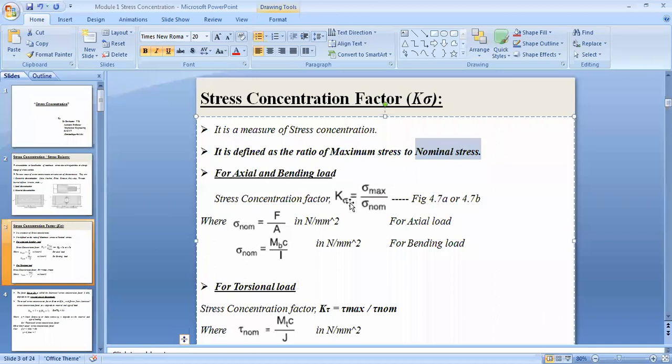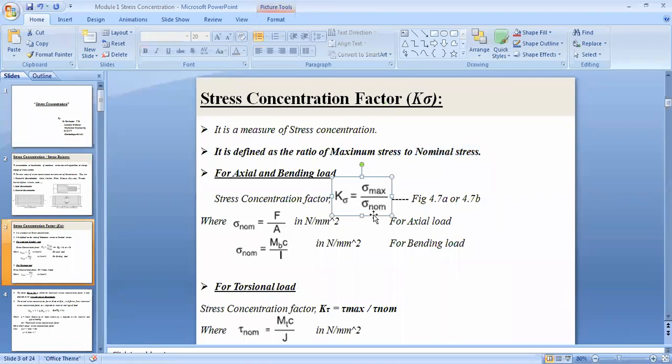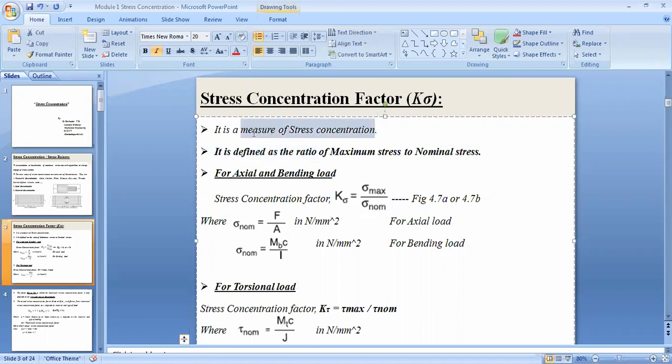That is, symbolically, we can represent as K sigma is equal to sigma maximum by sigma nominal. That is for axial and bending load. So what does it measure? It measures the stress concentration: how much stress is concentrated on the surface irregularity or geometrical irregularities in the component. How much maximum stress is induced, that will be defined by the stress concentration factor.